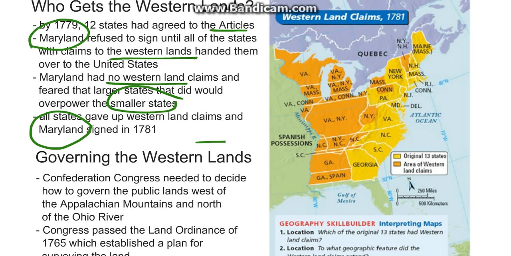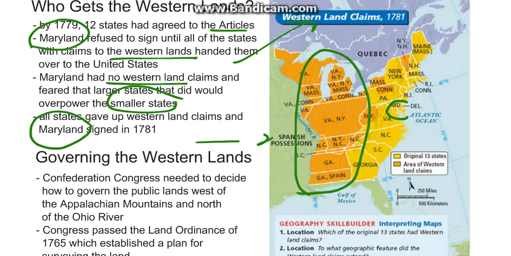You can see here on the map that's titled Western Land Claims 1781 that a lot of the states had claimed land that extended to the Mississippi River. Maryland was landlocked and did not have that opportunity. So Maryland required that all of the additional land that you see in orange be returned to the United States before it agreed to the Articles of Confederation, and the United States would decide what to do with those lands.